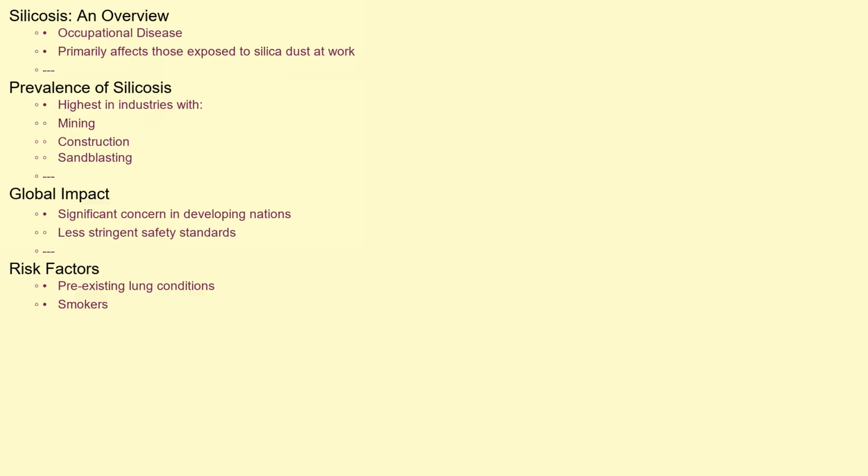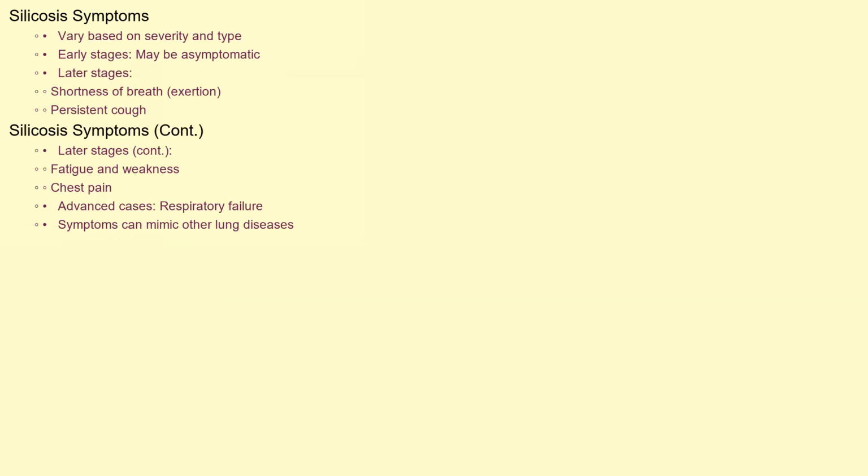Silicosis is primarily an occupational disease, meaning it predominantly affects individuals exposed to silica dust in their workplaces. The prevalence is highest in industries with significant silica exposure, such as mining, construction, and sandblasting. While developed countries have implemented regulations to minimize exposure, silicosis remains a significant concern in developing nations with less stringent safety standards. Certain populations, like those with pre-existing lung conditions or smokers, may also be at a higher risk of developing silicosis after exposure.